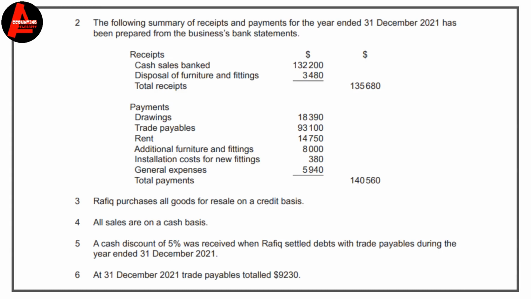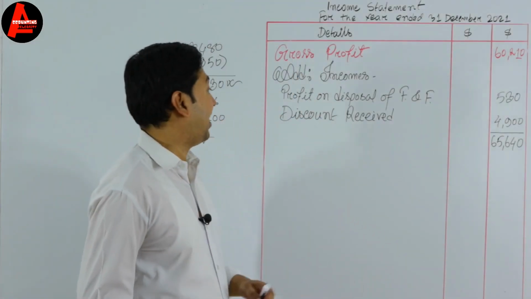So what expenses do we have in the question? Let us have a look. Here the following summary of receipts and payments for the year ended 31st December 2021 has been prepared from the business's bank statement. We have already taken the receipts related items. In the payments we may have some expenses. Here we see rent, $14,750, it is an expense. Here we see general expenses, $5,940. So these two amounts we have to take here as an expense.